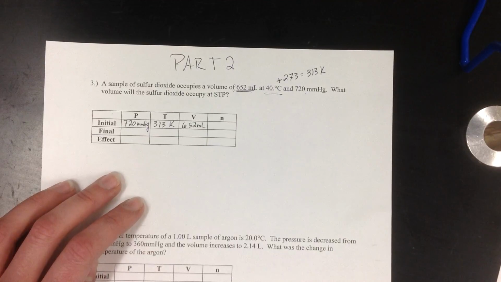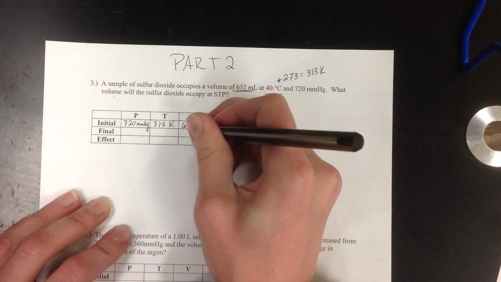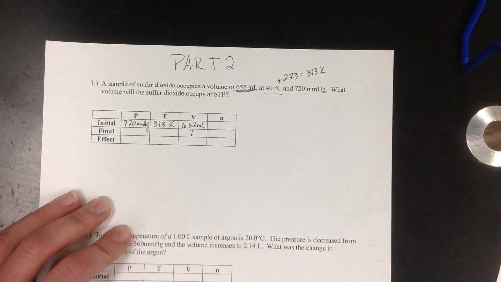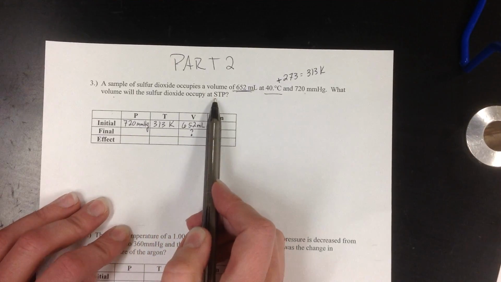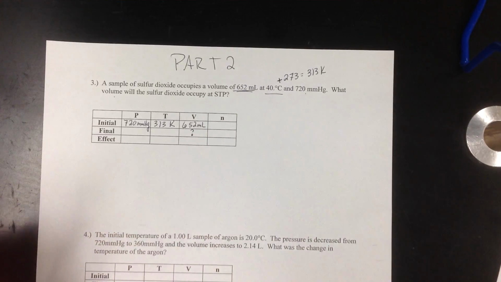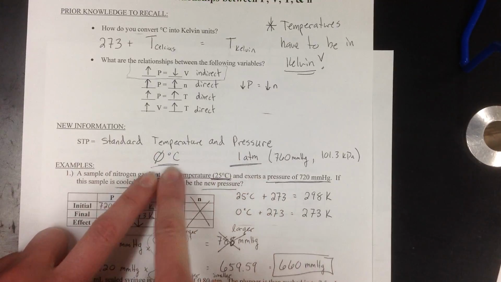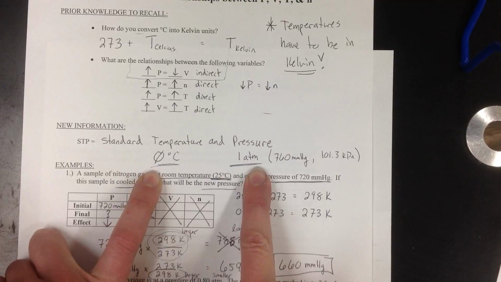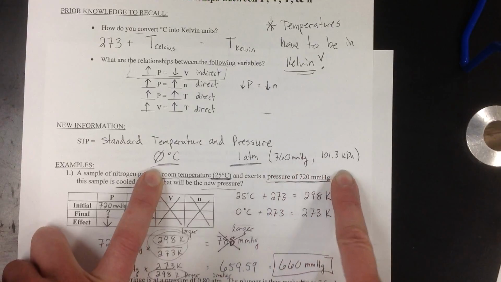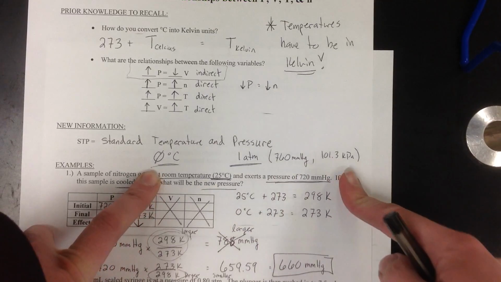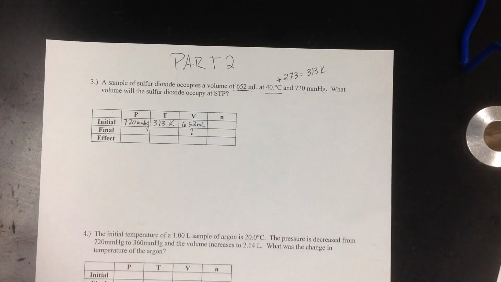Cool. There's my initial information. What volume? Okay, so I'm trying to calculate my volume. That's what I'm trying to find. So I'm going to put my question mark for my volume. Will the sulfur dioxide occupy at STP? Now on the other side, we saw that STP was standard temperature and pressure, which was 0 degrees Celsius and 1 atm. And again, your 1 atm could be equal to 760 millimeters of mercury, 101.3 kilopascals, 14.7 psi. That's the standard amount.